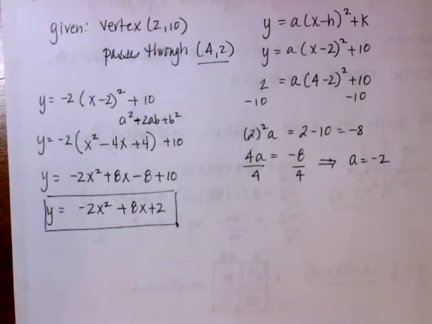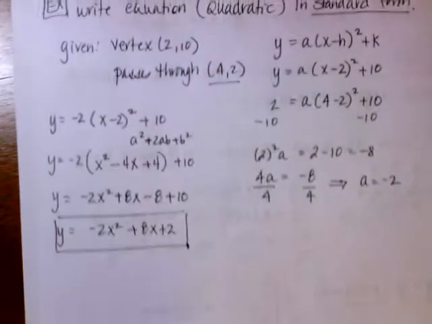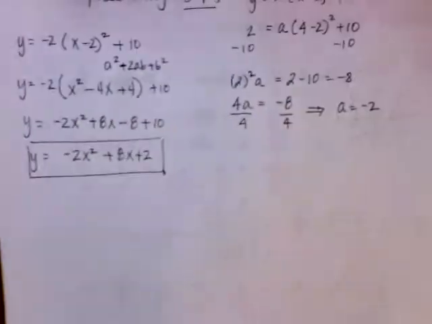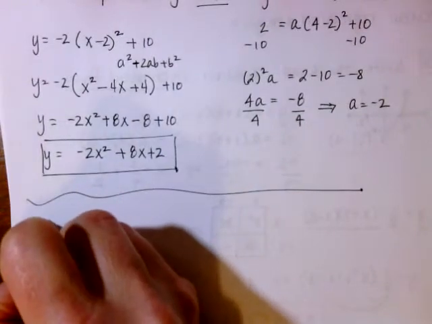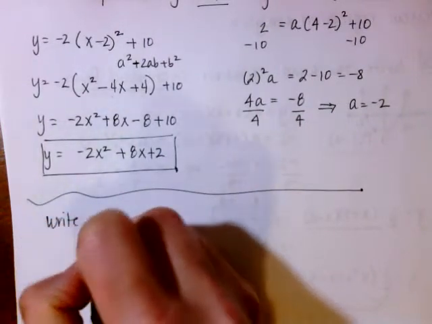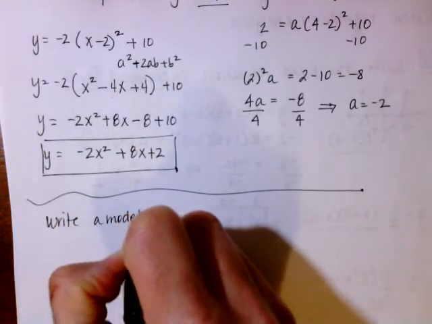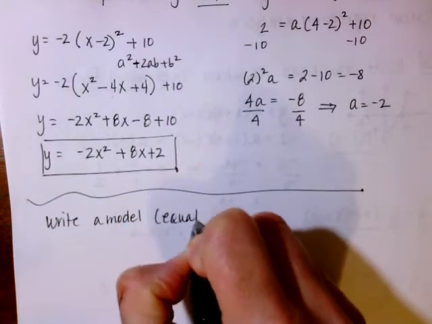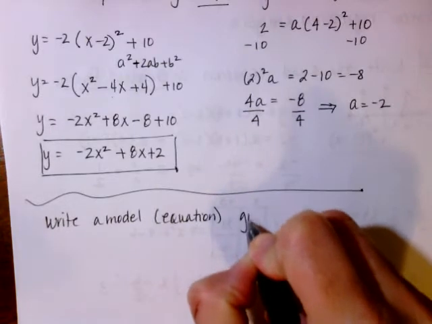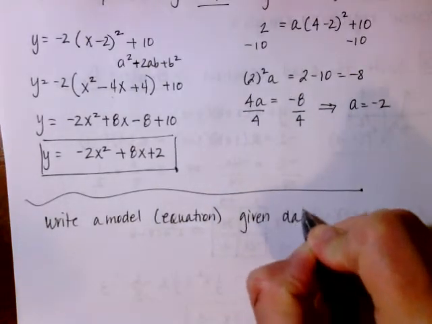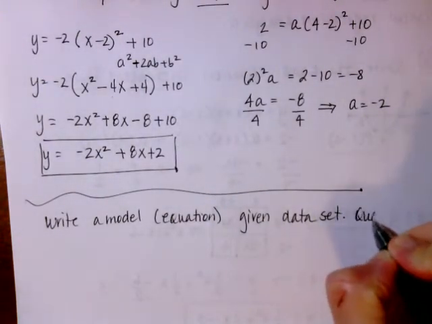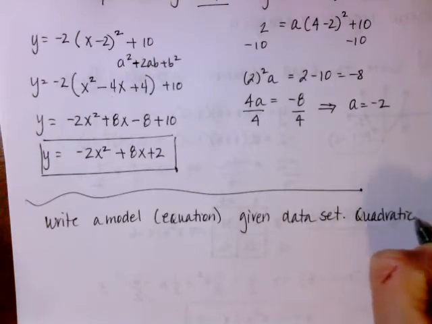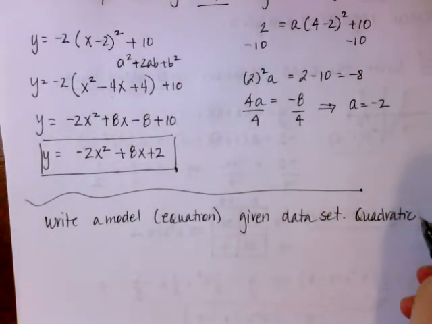So it's actually, I think, becoming much simpler being able to write the quadratics using our given information. Alright, I'm going to give you some data, and then I'll start a new page when we start our next problem. So now what we want to do is write a model, which basically means write an equation, if I'm given a data set. In this particular model, I'm going to be told that it's a quadratic, which is helpful because that tells me what type of equation I need to write.